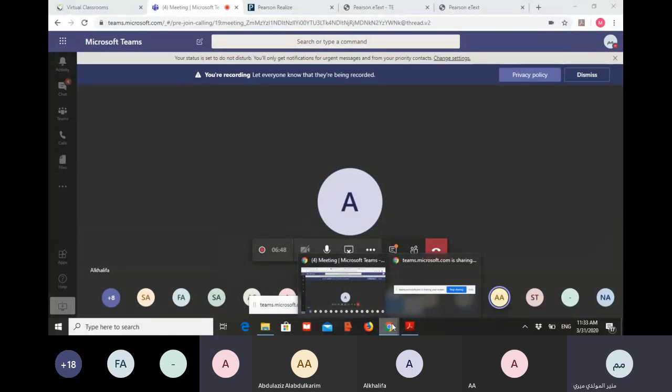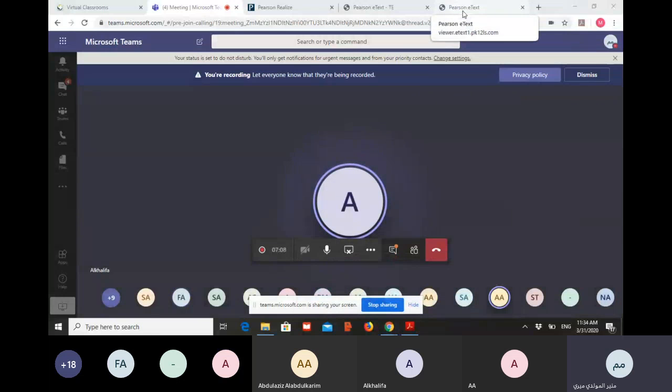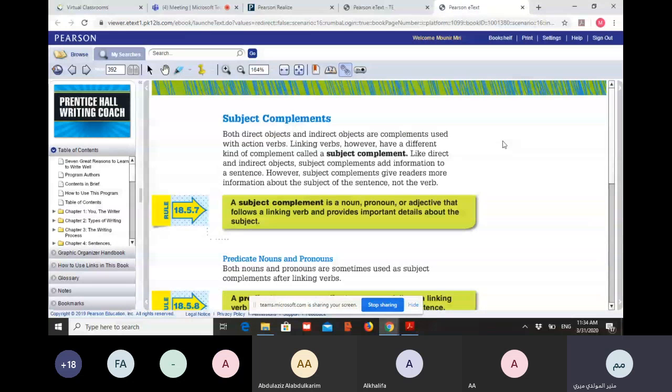However, today, because we are going to study the subject complements, subject complements always come after a linking verb. You remember the linking verbs that we studied in the first term, don't you? Who remembers what is the linking verb? Linking verbs are all forms of verb to be. All forms of verb to be are called linking verbs.